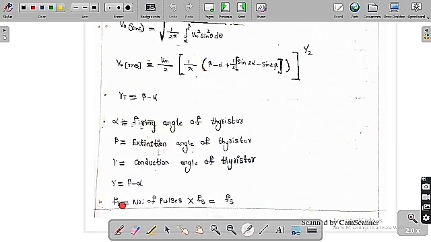And ripple frequency is equal to the number of pulses times the supply frequency. As there is only one pulse in the output voltage, 1 times Fs is Fs. So this is also called the output frequency.